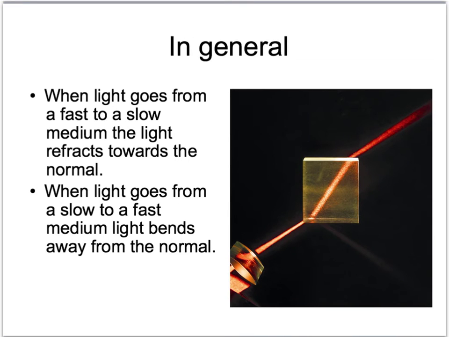All right, so to sum up, in general, when light goes from a fast to a slow medium, so when the index of refraction gets bigger, like we're going from air, which is 1, to glass, which is 1.52, it will bend towards the normal. If you'll notice, the angle isn't as steep in the glass as it is in the air. When light goes from a slow medium back to a fast medium, the light bends away. The angle, the theta, gets bigger.